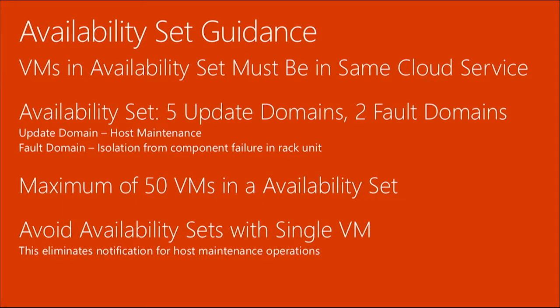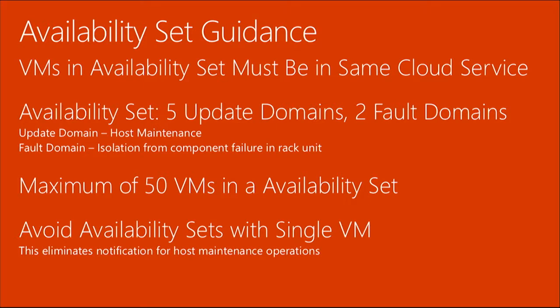Now, a set of guidance that we have on using availability set. First is VMs in an availability set need to be in the same cloud service. The scope of an availability set is a cloud service. So if you deploy 5 different machines in 5 different cloud services and use the same availability set name, that really doesn't do anything for you. And so you need to have them in the same cloud service. And I'll show you in a minute how you can confirm that you have it configured correctly.